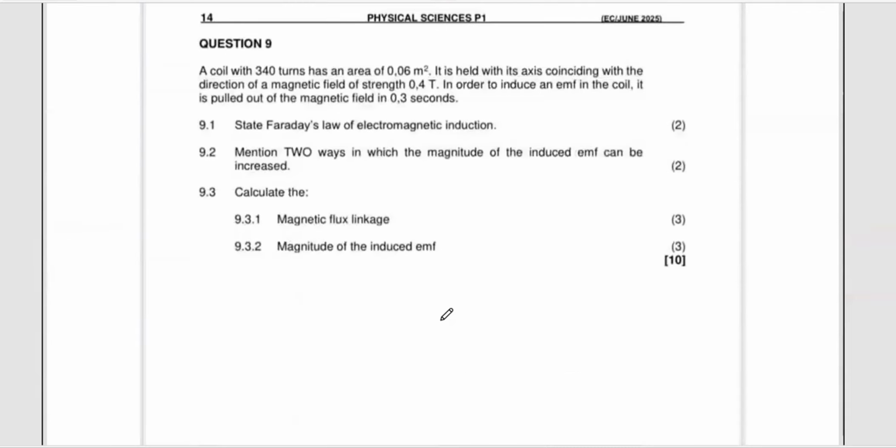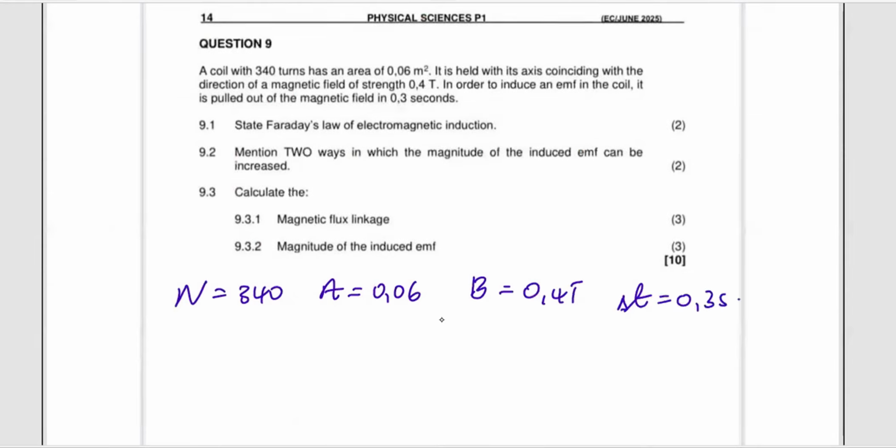Then question number 9: a coil with 340 turns. So we know that N is 340, the area is 0.06, and B is 0.4 Tesla. The change in time is going to be 0.3 seconds. Then they want us to state Faraday's law of electromagnetic induction.